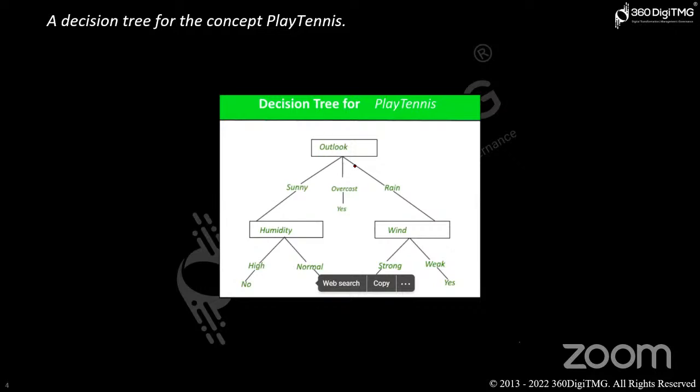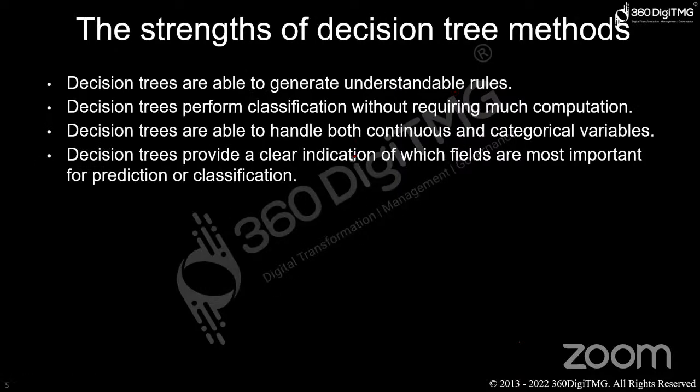Okay. Here we are having an outlook of what is going to be, whether it is going to be sunny weather, whether it is going to be overcast, whether it is going to be rain. And suppose it is overcast, then humidity, wind, whether humidity is going to be high or low. All these kinds of things is what you can do using a decision tree.